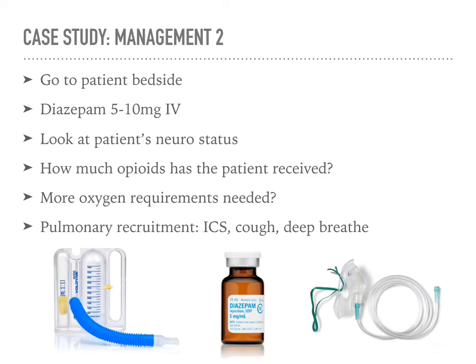Also, do you need to take off the nasal cannula and put on a face mask? And like we said, they're at increased risk for atelectasis. So incentive spirometry, deep cough and breathing can really help open up their lungs and do some pulmonary recruitment.